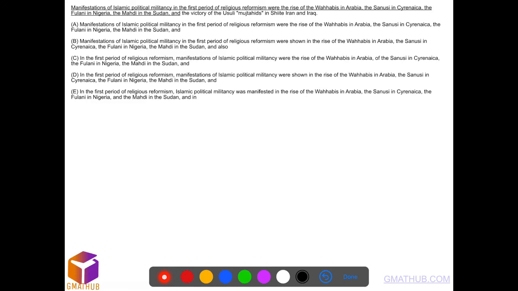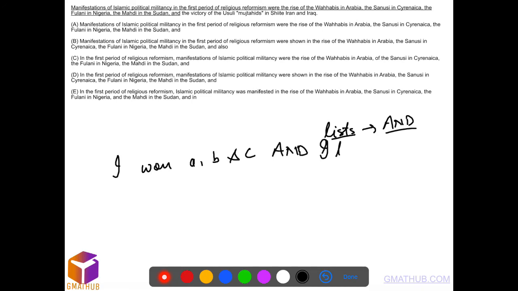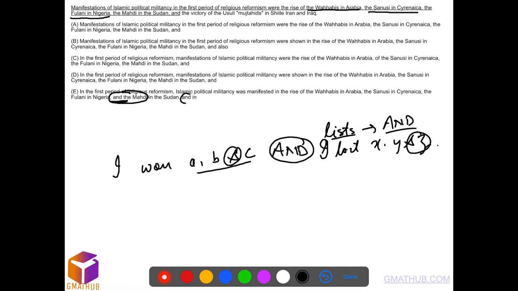Now here, when we separate items in a list, we use and when we are nearing the end of the list. For example, I won A, B and C, and I lost X, Y and Z. So this and is to connect two things, and this and is to show that we are nearing the end of the list. Same here. So this is the right usage if you see. Okay, so the reasons were the rise of A, B, C and D, and in the victory of so and so. Okay, so that's the right usage.